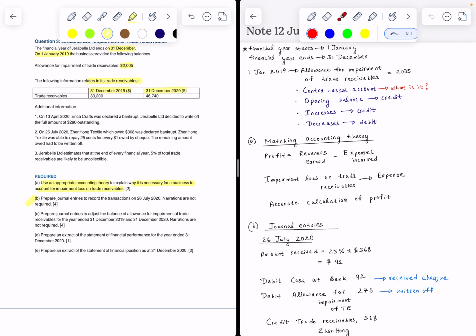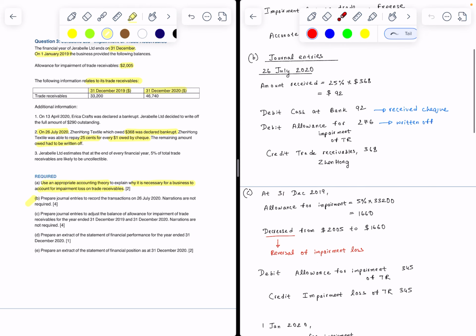On 26th July 2020, Zhenhong Textile, which owed $368, was declared bankrupt. Zhenhong Textile was able to repay 25 cents for every $1 owed by check. The remaining amount owed had to be written off. So what do we understand based on this additional information?